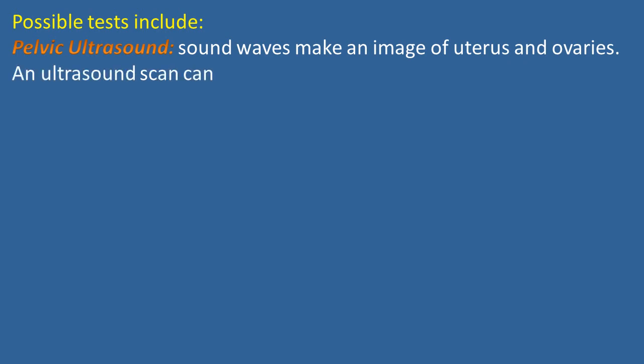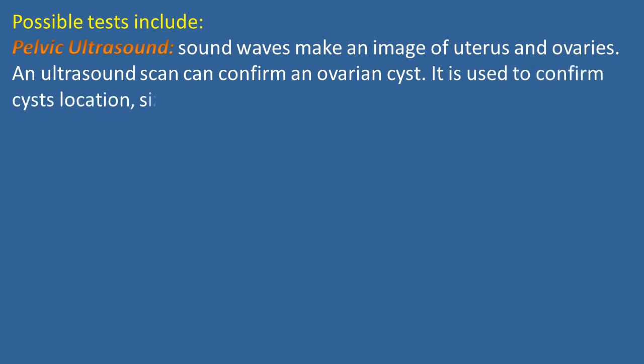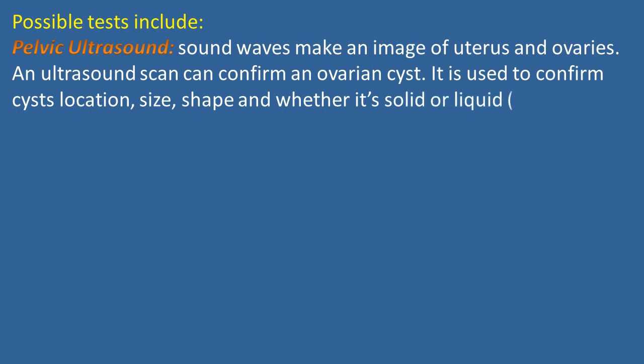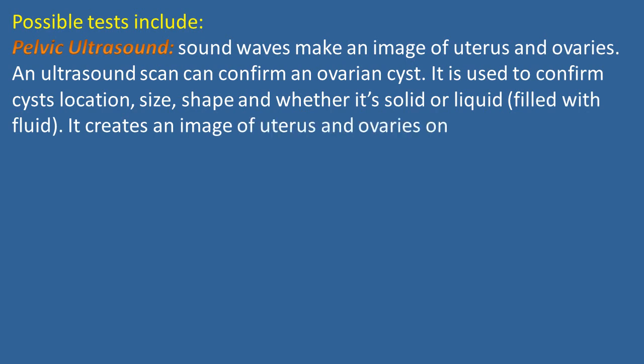Sound waves make an image of the uterus and ovaries. An ultrasound scan can confirm an ovarian cyst. It is used to confirm the cyst's location, size, shape and whether it's solid or liquid, filled with fluid. It creates an image of the uterus and ovaries on screen.